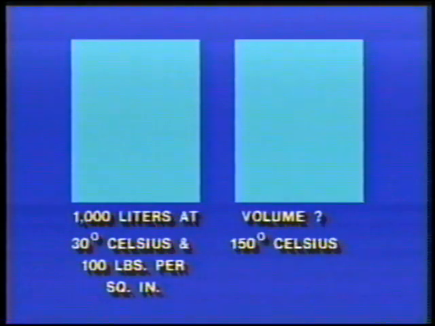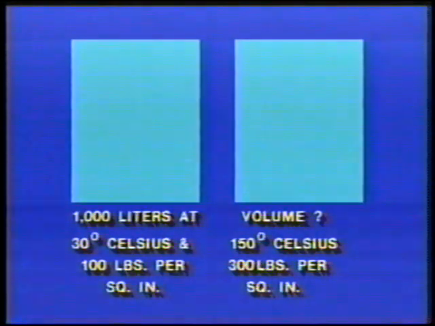For example, we have 1,000 liters of gas at a temperature of 30 degrees Celsius and a pressure of 100 pounds per square inch gauge pressure. What would be the volume of the gas if we were to raise the pressure to 300 pounds per square inch gauge pressure and raise its temperature to 150 degrees Celsius?